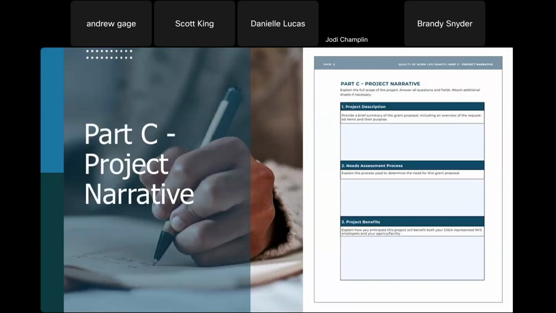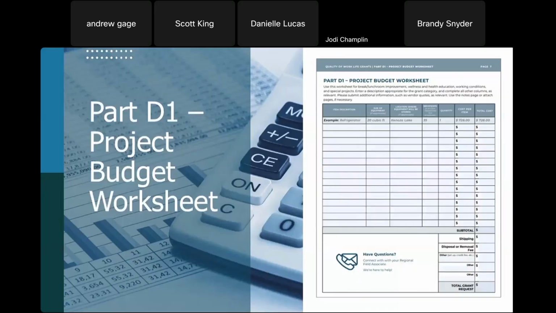Part C is the project narrative. This is where the project coordinator should explain the full scope of the project. The application guides you through this section in a series of questions. Be sure to answer each one fully. If you need more space, feel free to use additional sheets of paper or a Word document if you're submitting it digitally. Part D1 is the project budget worksheet.